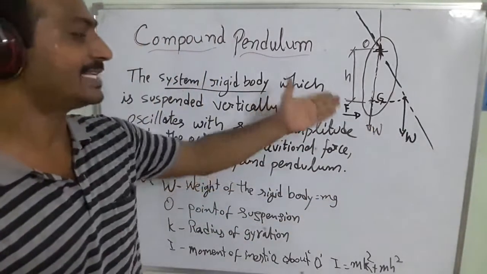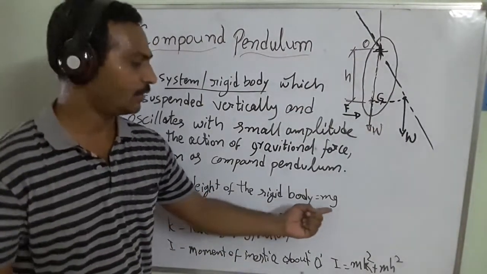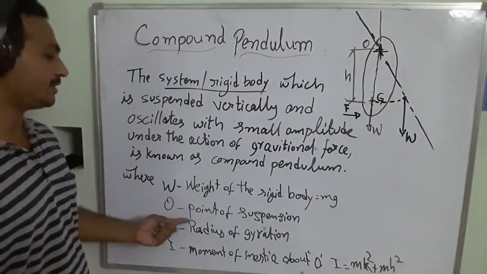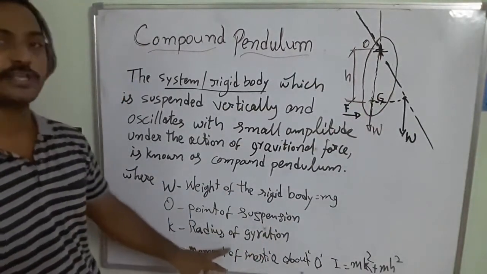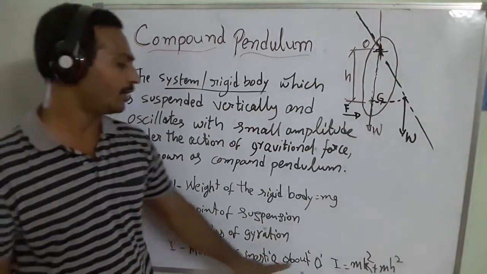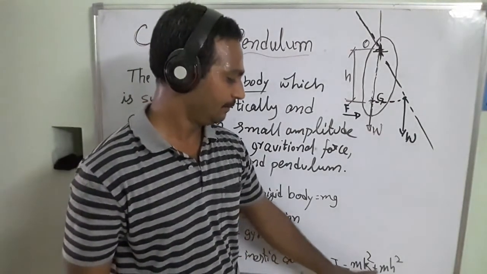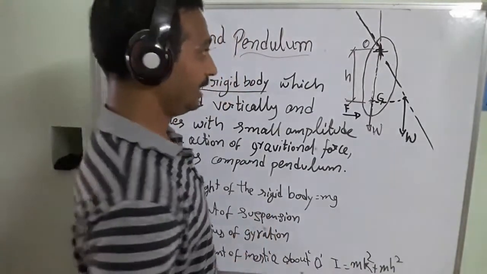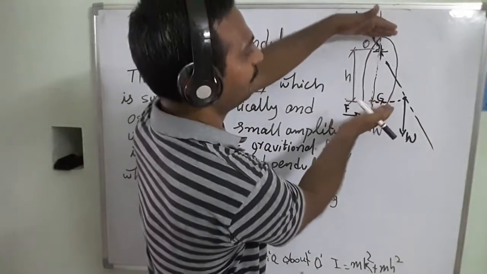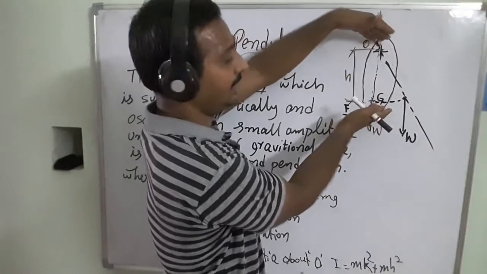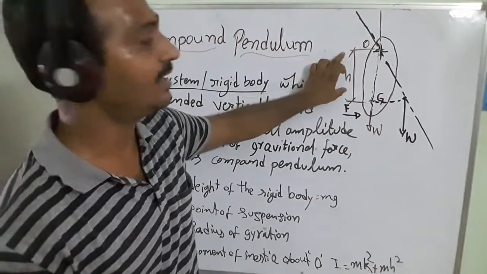Here I have given some terminologies that I am going to use. W is the weight of the rigid body, which is equal to mg. O is the point of suspension, the fixed point for this solid object. K is the radius of gyration, and I is the moment of inertia about O. So I is equal to mk squared plus mh squared, because this is the fixed point but the center of gravity is here. The distance between the fixed point and the center of gravity is h, the perpendicular distance between the point O and G.